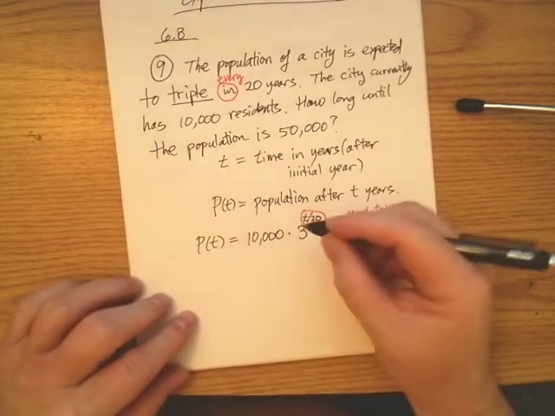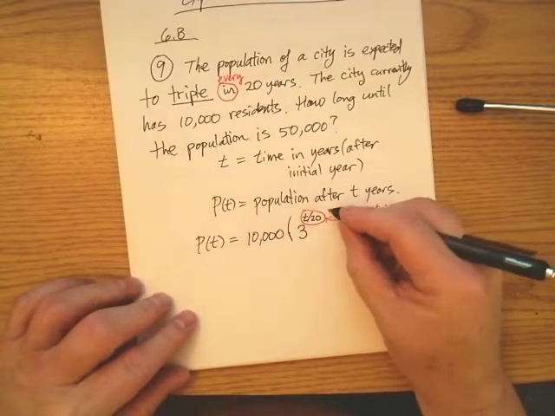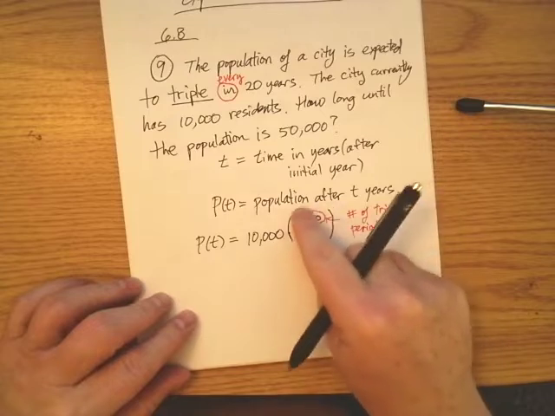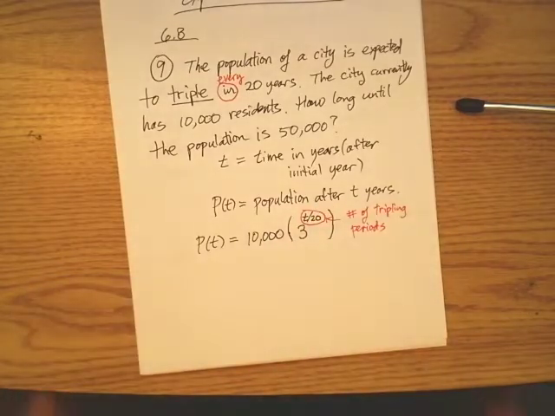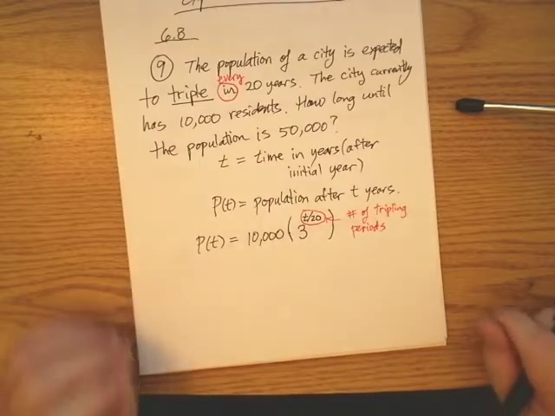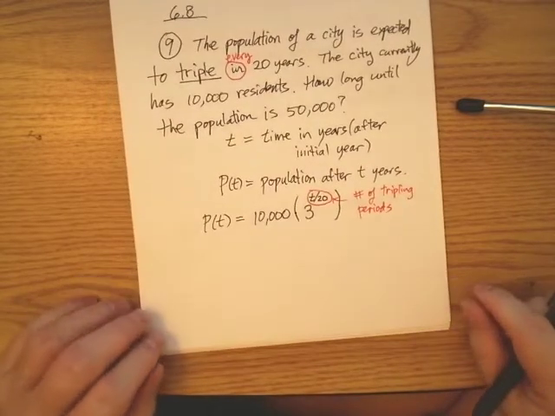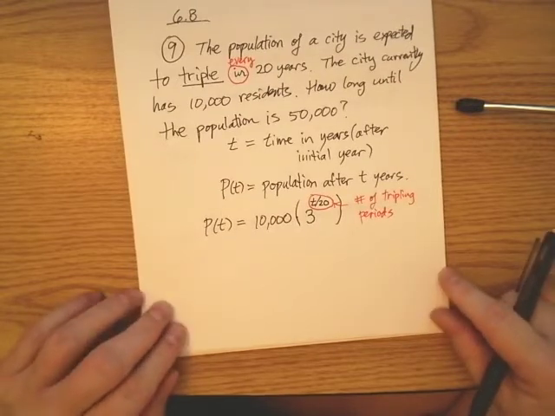Now, remember here, maybe I should use parentheses on this part here. Remember that exponent is only being applied to the 3, right? You actually compute this first and then you're multiplying by the 10,000. So don't raise 10,000 or 30,000 to the t over 20. I've seen people do that, just as a warning here. All right, I hope that makes sense.